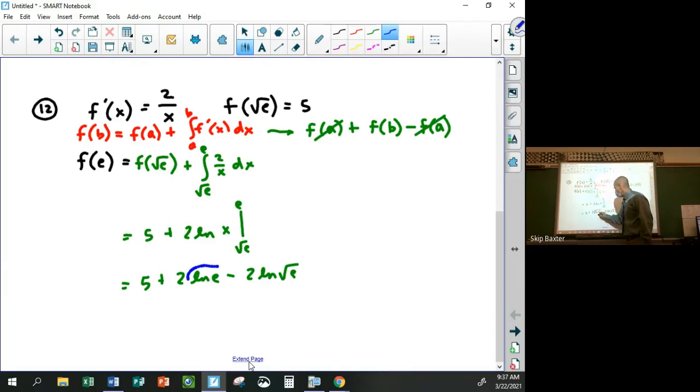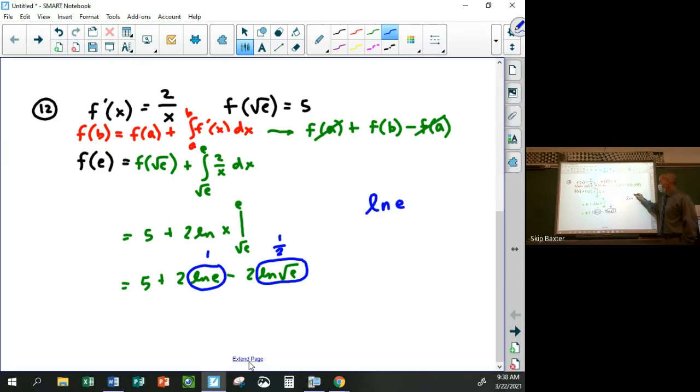So ln e is just 1. What's ln radical e? Yeah, so this is just 1/2. Because if you have ln radical e, that's like ln of e to the 1/2 power, and the ln e cancels. So this ends up being 5 plus 2 minus 1. 7 minus 1 is 6. That's the answer.